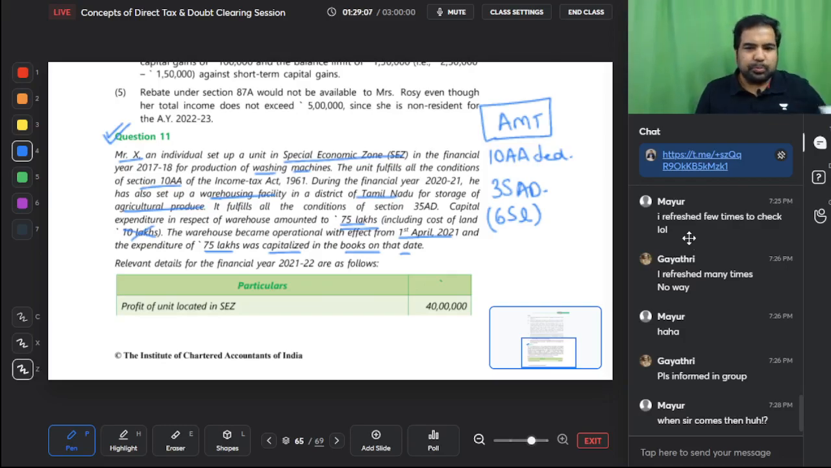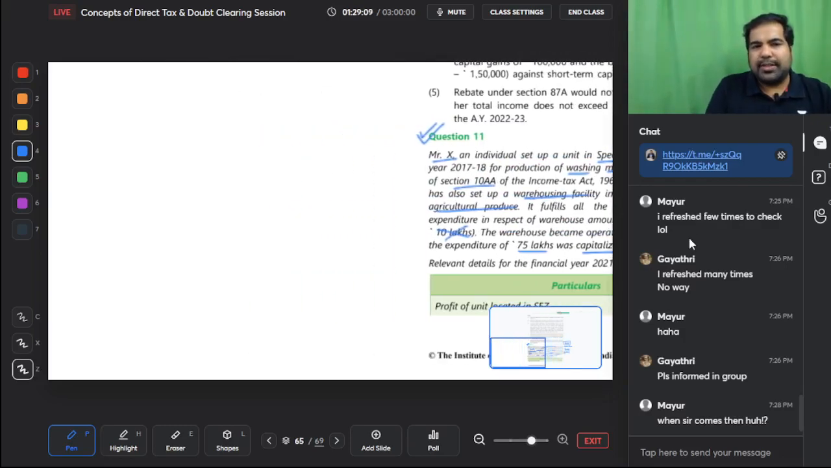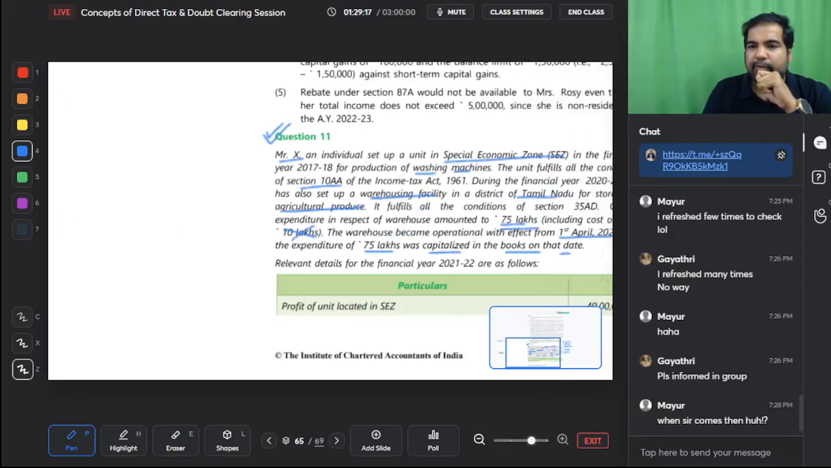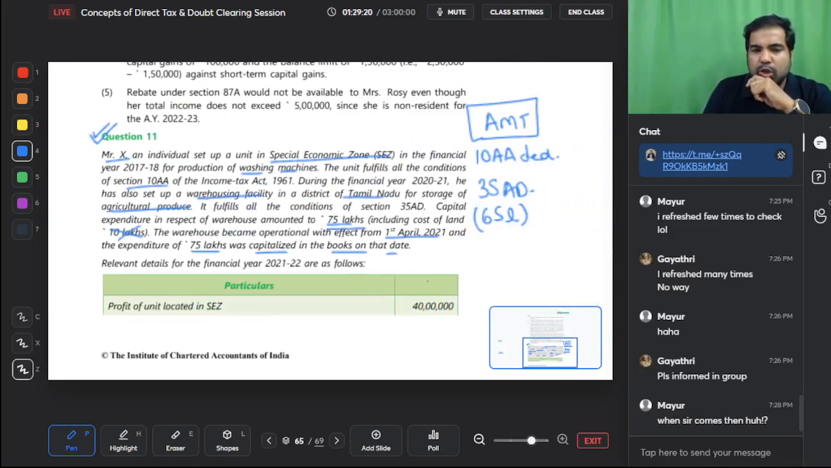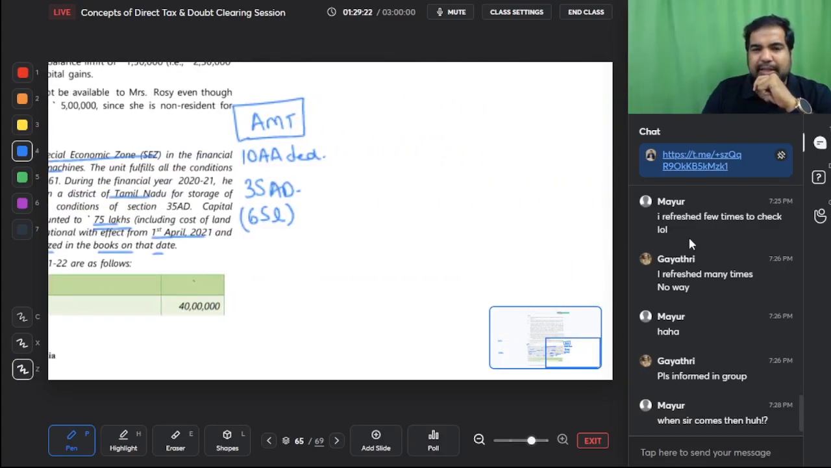So guys, we have two calculations. One is the SEZ unit deduction and one is 35AD deduction. Remember, SEZ unit deduction comes in the end from gross total income. So profit of unit located in SEZ, that is PGBP, will be 40 lakhs. So you will take PGBP, that is 40 lakhs.